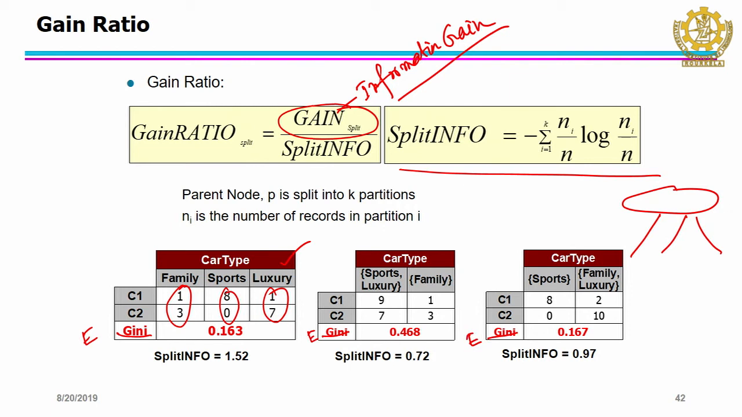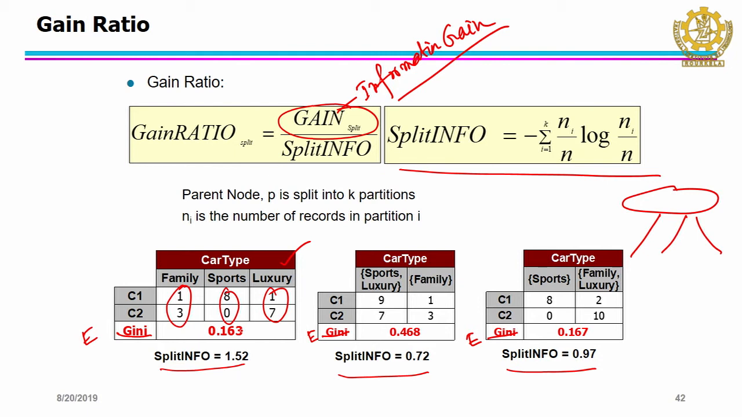Now, what can we do? You compute the split info. So, you got split info 1.52 here, split info 0.72 here, and another split info 0.97. And now, what do you have to do? You have to choose which one is the best option. If you go for the simple entropy, which one is the least entropy? You got the least entropy here. So, we should choose this split, but obviously, we have to check the gain.